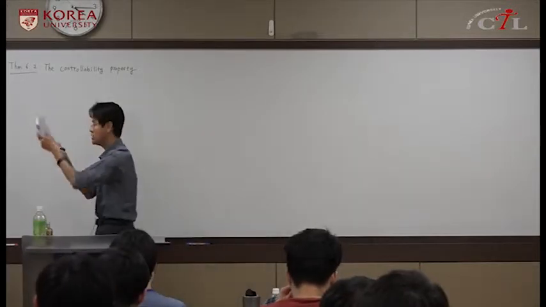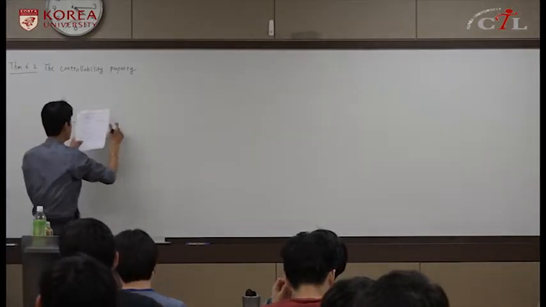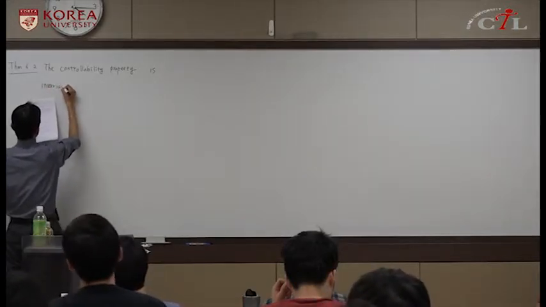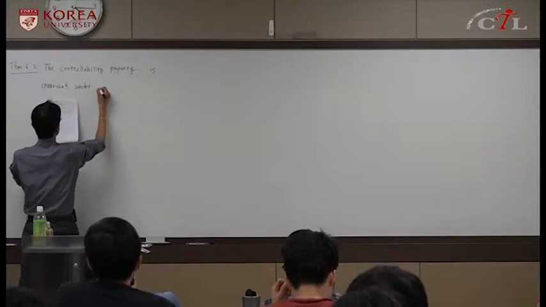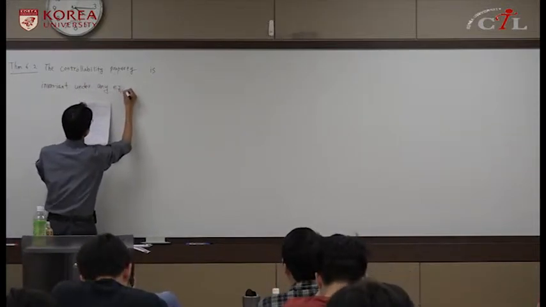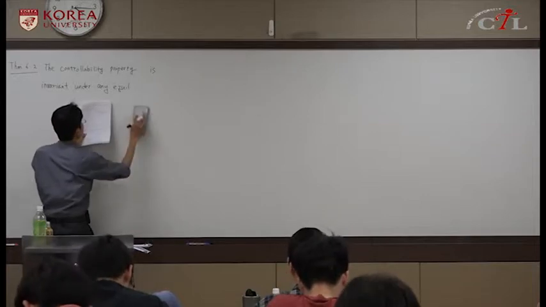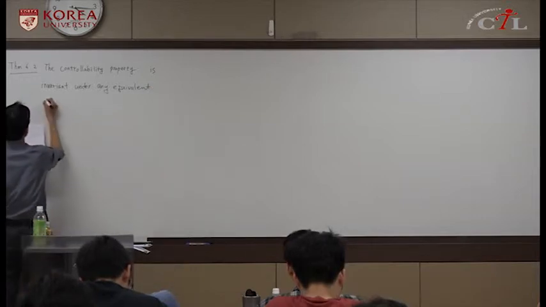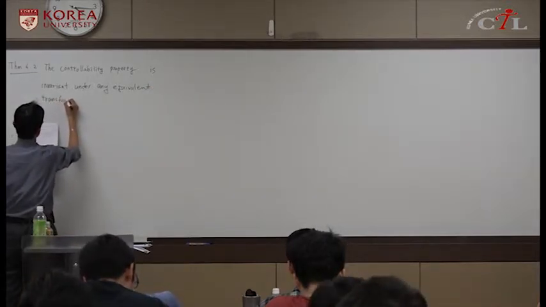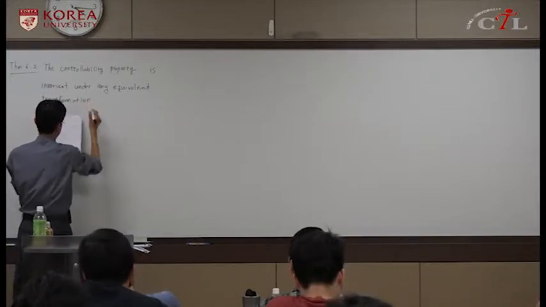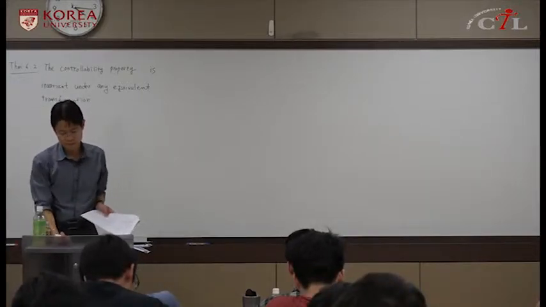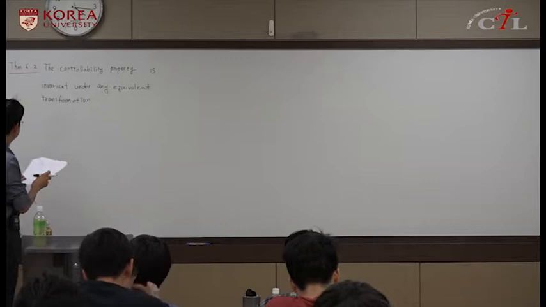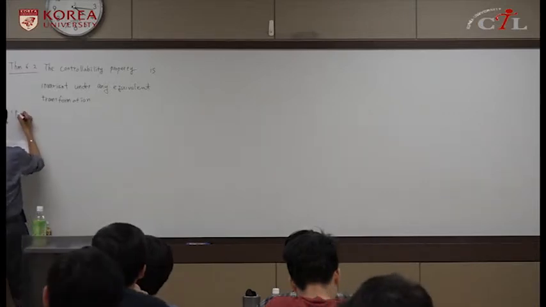So theorem 6.2 indicates that the controllability property is invariant under any equivalence transformation. So it's kind of a natural consequence. So let's prove it.